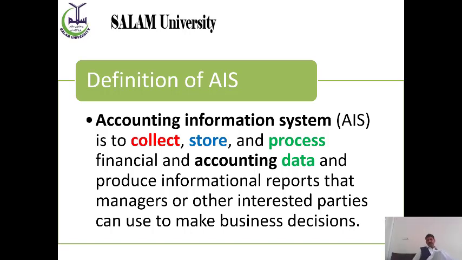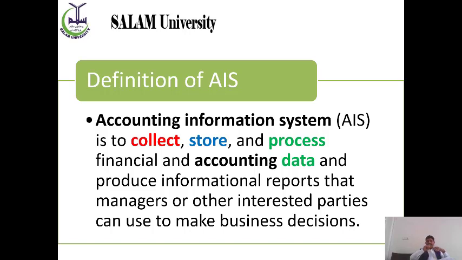Once again, I am explaining to you that the accounting information system is a system which collects data, stores data and maintains data, and then processes this accounting data into meaningful information and reports. Then these reports are used by external and internal users for their business decision making. Simple as that. It is a system which collects, stores and processes data. What kind of data? Financial, economic or accounting data.